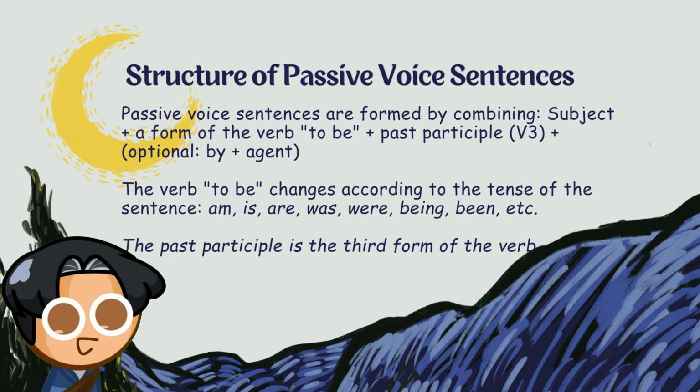Now move on to the structure of passive voice sentences. Passive voice sentences are formed by combining subject plus a form of the verb to be plus past participle, verb 3, plus optional by plus agent. The verb to be changes according to the tense of the sentence: am, is, are, was, were, being, been, etc. The past participle is the third form of the verb.